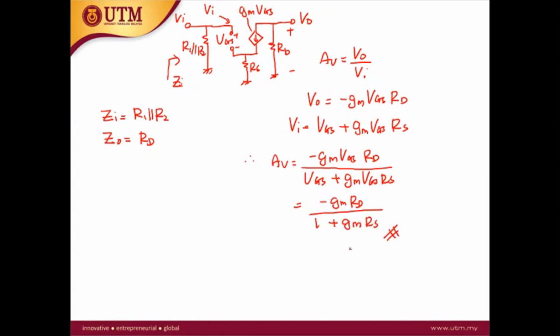So you see the difference between the circuit with the bypass and without the bypass. The significant difference is the voltage gain. Without the bypass, you need to divide by 1 plus gm RS. This means that without the bypass capacitor, the gain will decrease significantly. So in order to have better amplification, you need to have the bypass capacitor.